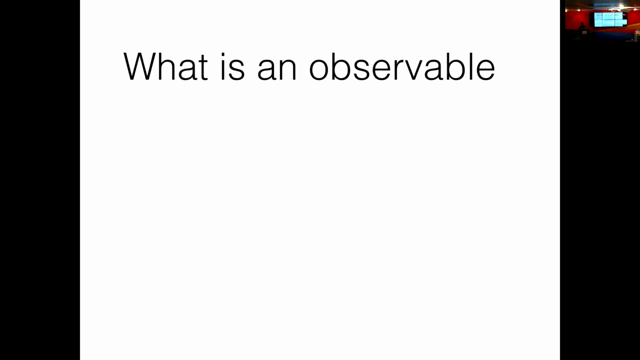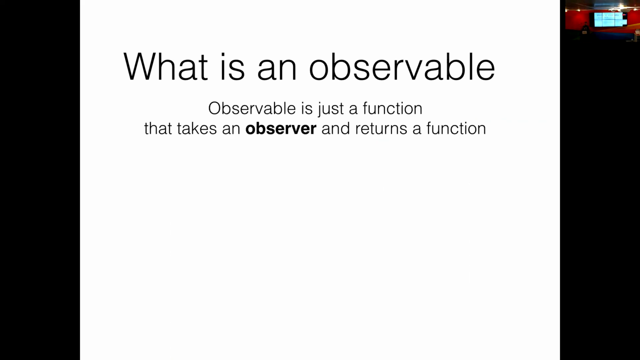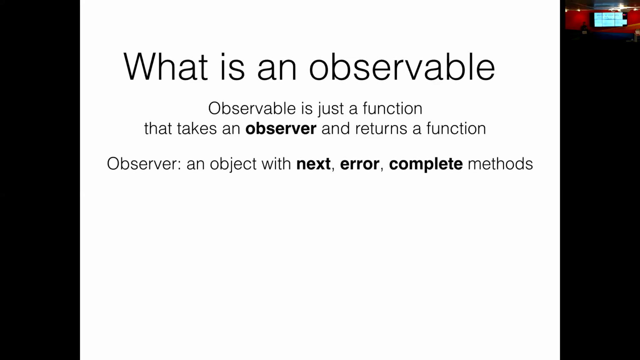Observables to the rescue. So observables is our lifeblood. It's the main concept in Rxjs. It's the one that we need to grok, the one we need to understand. So what is an observable? Well, an observable per se takes an observer and returns a function. An observer, on the other hand, is an object with a next, error, and complete method.